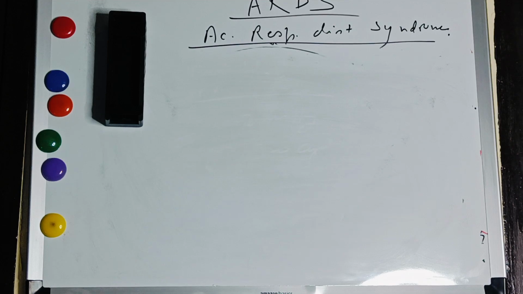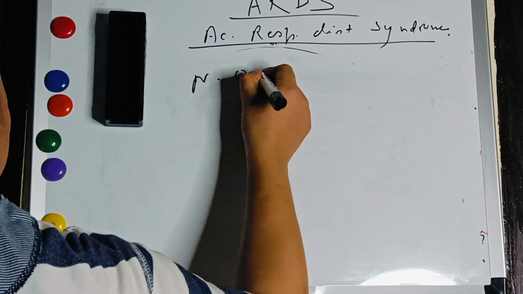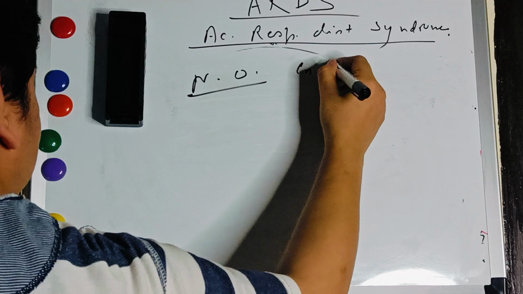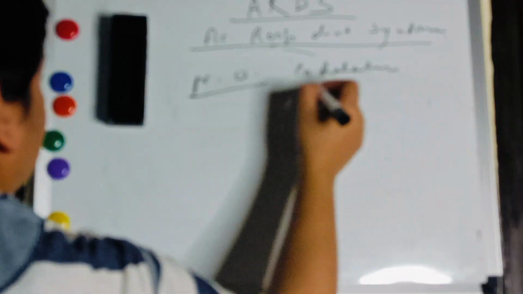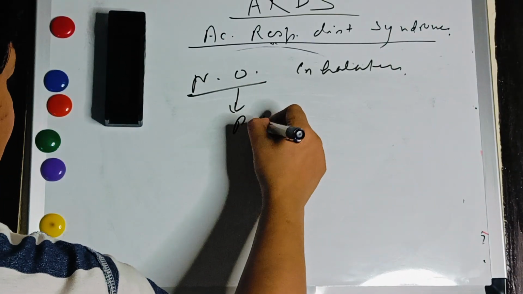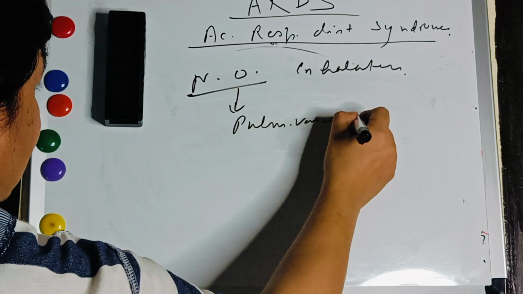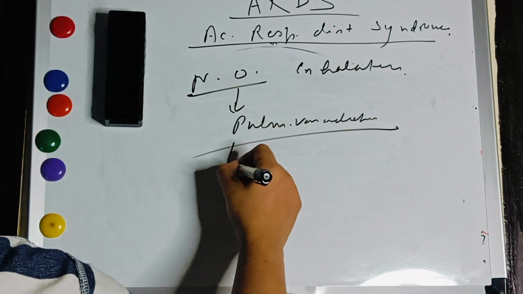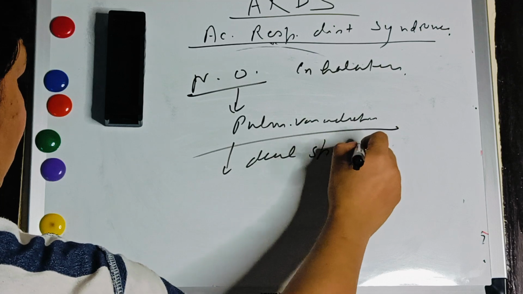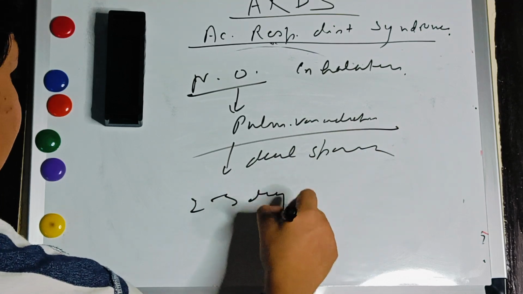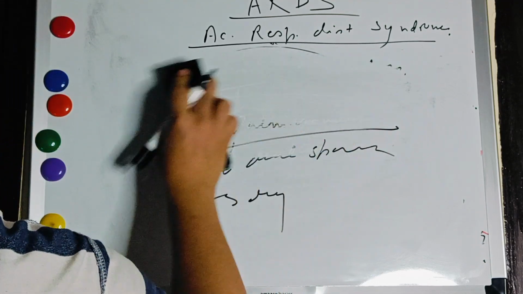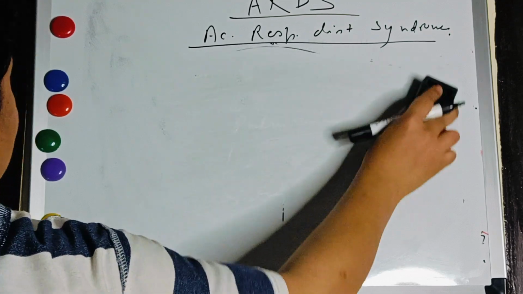Then nitric oxide inhalation leads to pulmonary vasodilation and it will decrease dead space. So for the initial 2-3 days it gives benefit, but later on there is no prolonged benefit. It also has side effects.